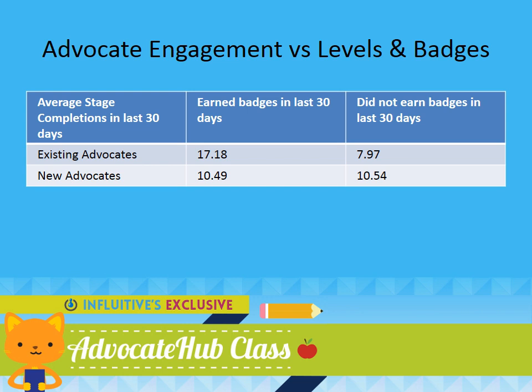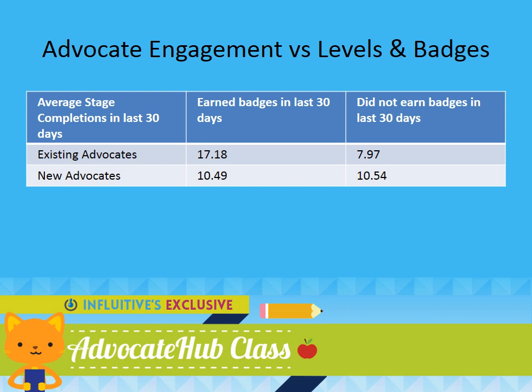If they were an existing advocate, so they had been an advocate for more than a month, they had done 17 stage completions. A stage is an aspect of a challenge or maybe a whole challenge. They'd done 17 stage completions in the last 30 days, as compared to people who had not earned any badges. They only did 7 stage completions. The difference was less noticeable for new advocates, but for existing advocates, it's interesting.